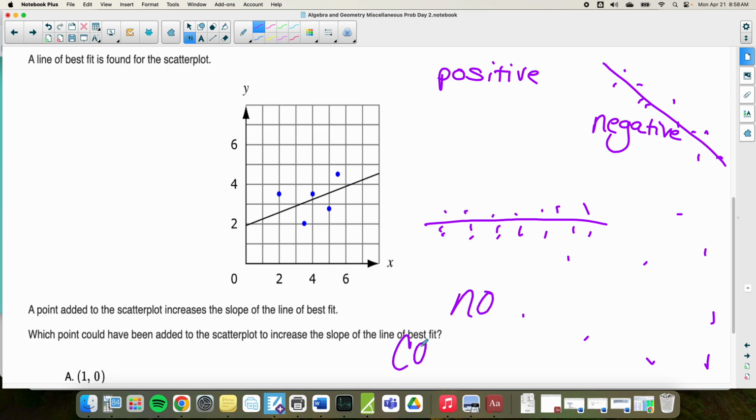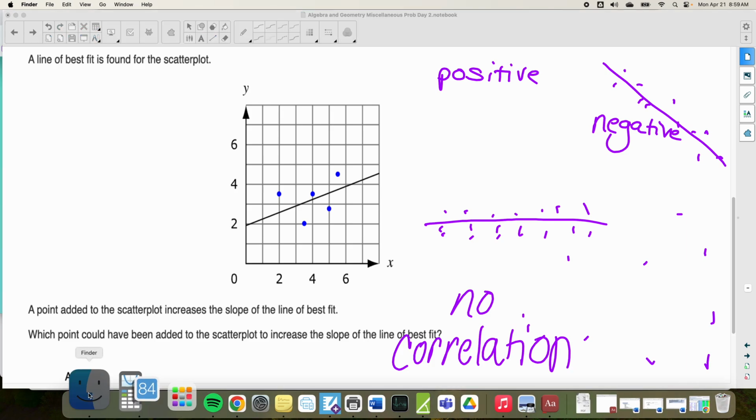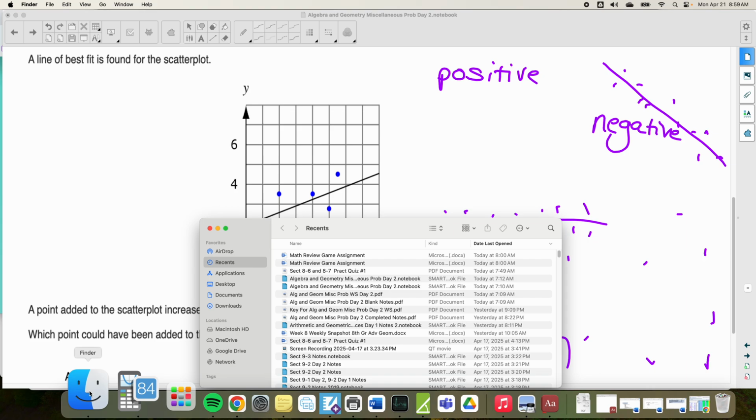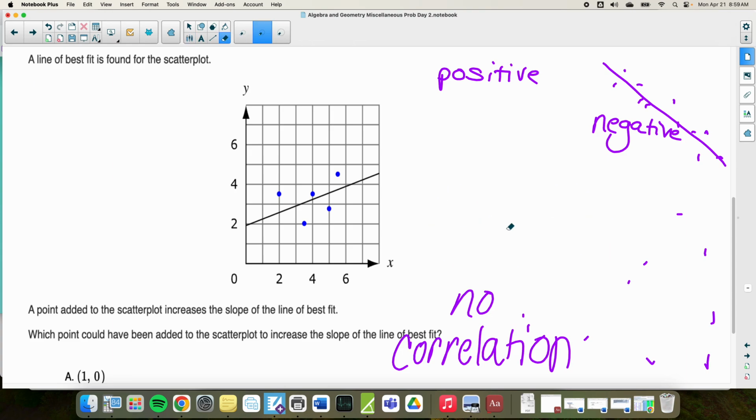I don't know why I can't think of that right now. I'm gonna look it up super quick. Oh, they don't even go over that. They just do positive, negative, and no correlation. So ignore this one. Positive, negative, and no correlation.